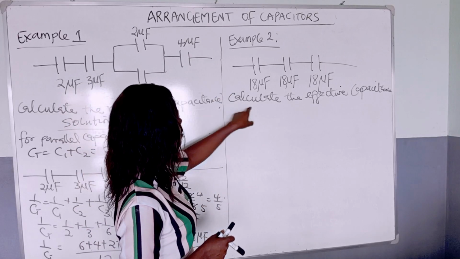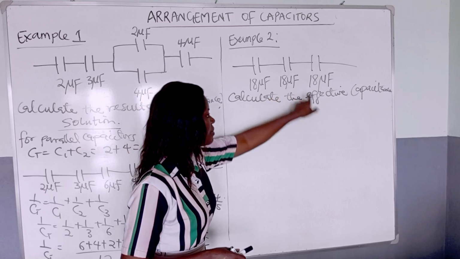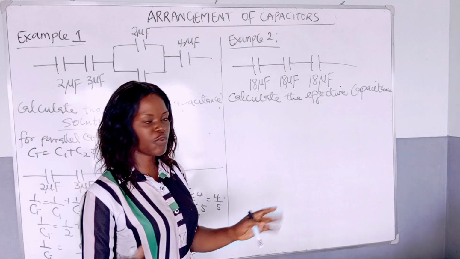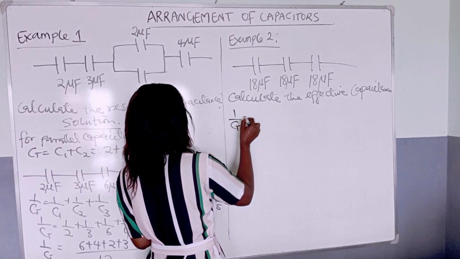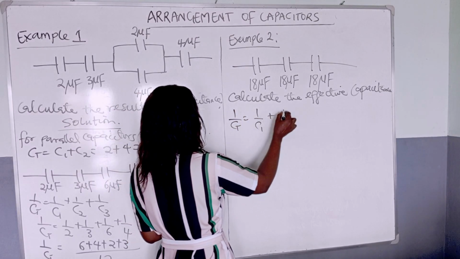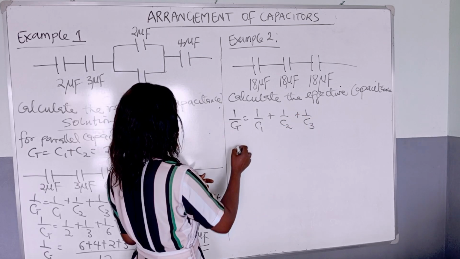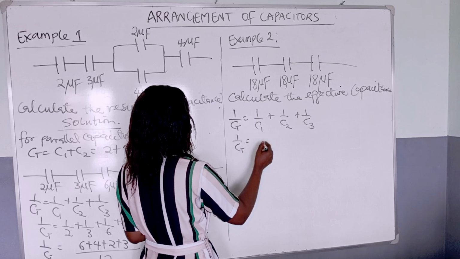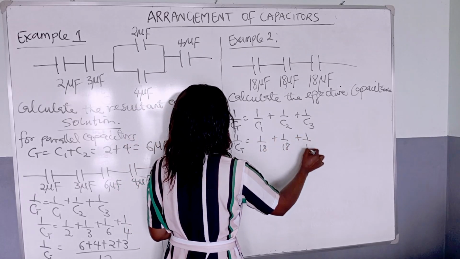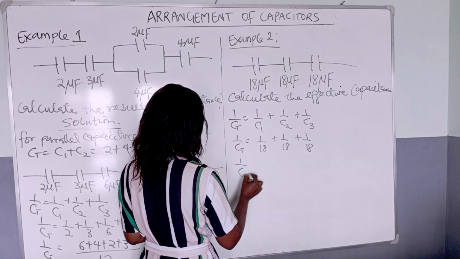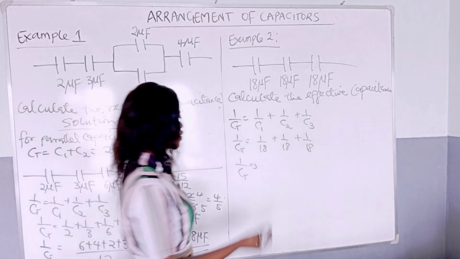Calculate the effective capacitance of 18 microfarad, 18 microfarad, 18 microfarad connected in what? In series, because they're in a straight line. So I'm going to say 1 over C total is equal to 1 over C1 plus 1 over C2 plus 1 over C3. Okay? So 1 over Ct is equal to 1 over 18 plus 1 over 18 plus 1 over 18. So let us find the LCM. Of course, the LCM is 18 because they are the same.